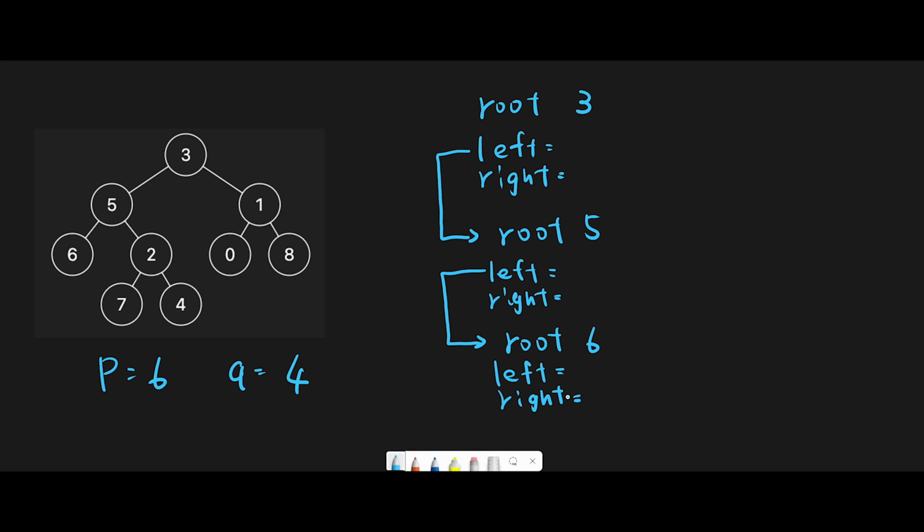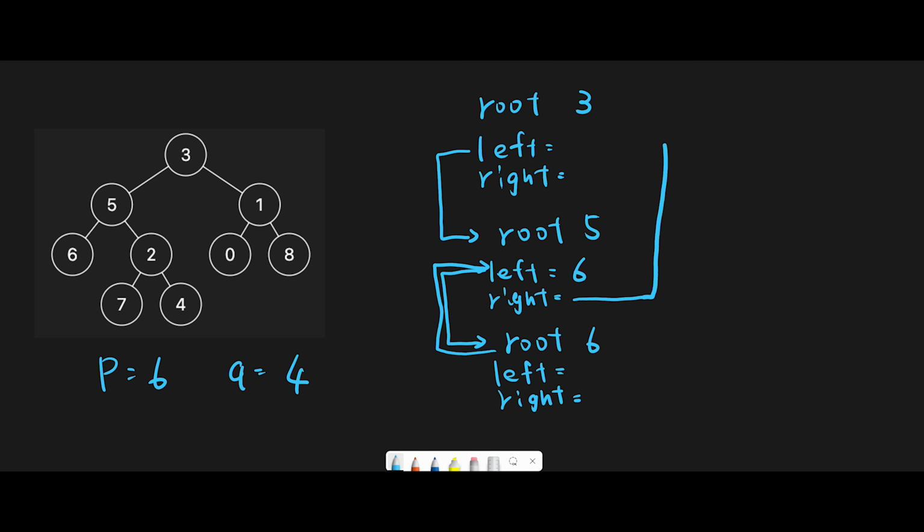And now we found one of the targets, 6, right? Because p equals 6. So we immediately return the root node, and we are coming from the left of root 5. So we go back like this. So the left of root 5 is 6. And then we have another choice, the right path. So we have a right child from node 5, right? So that is 2. So let's move to the right side.